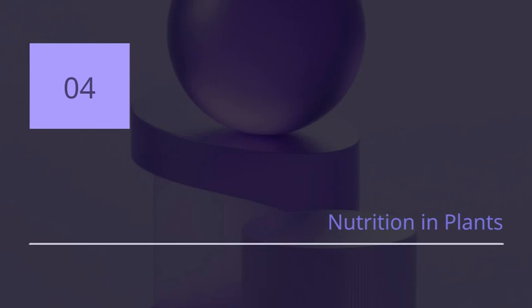Let's take a closer look at nutrition in plants. Plants, unlike animals, can't move around to find food, so they need a different way to get the nutrients they require to grow and thrive. Primarily, they absorb nutrients from the soil through their roots. These nutrients include elements like nitrogen, phosphorus, and potassium, which are essential for various plant functions.